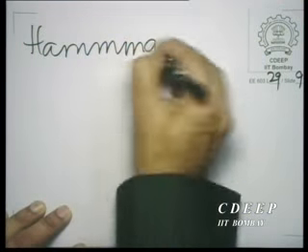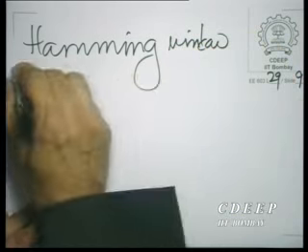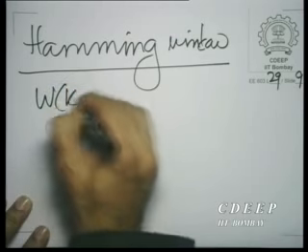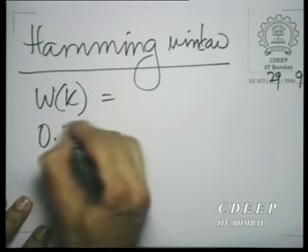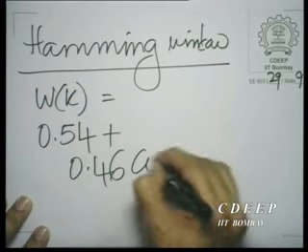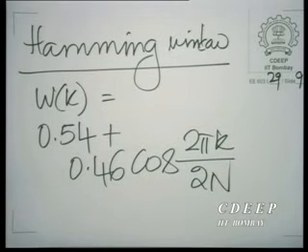The Hamming window. By the way, Hann and Hamming are names of researchers in this field who have suggested this window. The Hamming window is described by w[k] equal to 0.54 plus 0.46 cos 2 pi k by 2N. And now of course you will wonder what sanctity these numbers have, 0.54 and 0.46. Except for the fact that they add to 1, they don't seem to have any other sanctity, and they really don't.